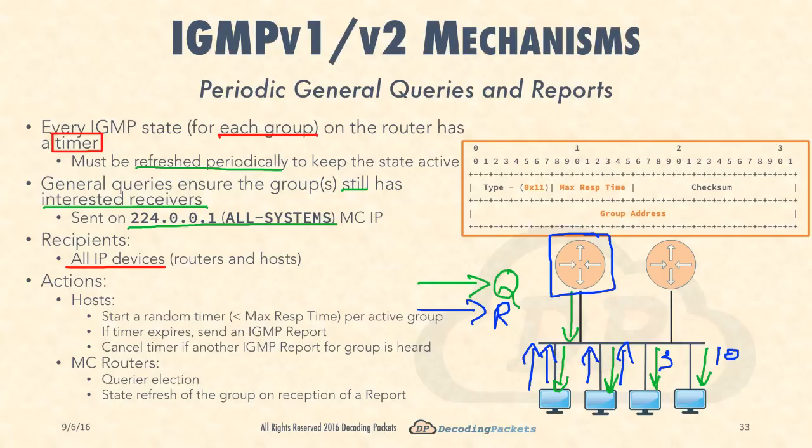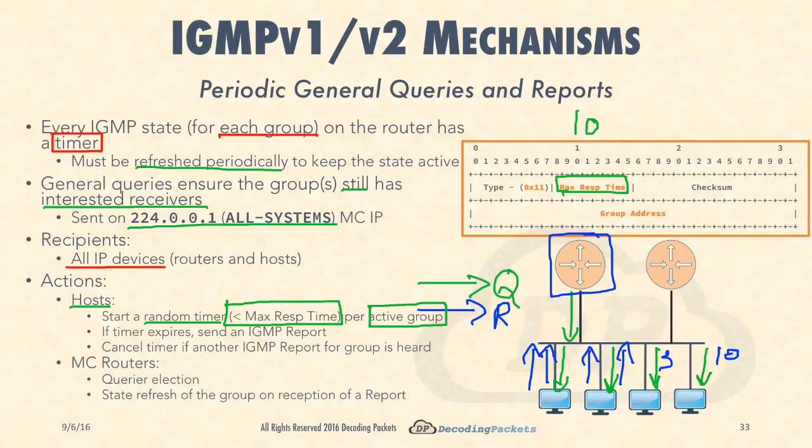For that reason, like I discussed before, there is this maximum response time built into the packet. So you populate it with something, the default I believe is 10 seconds, but you can make that bigger or smaller. Now the action on the hosts first, because the hosts are going to respond, they start a random timer and they make sure that the random timer is less than the maximum response time. So you don't want to take longer than the maximum response time to respond, but you start a random timer, and you start it per active group because you want to make sure that whatever groups are active on your interface, they should get refreshed in this go around.